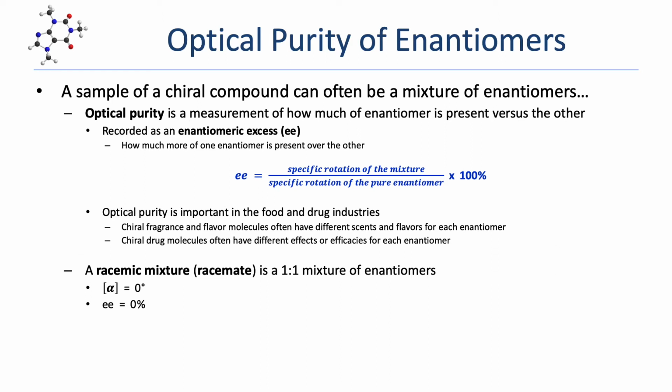Enantiomeric excess is calculated by determining the specific rotation of a mixture that you're analyzing and then dividing that by the specific rotation of a pure enantiomer and then multiplying that times 100%. So let's demonstrate this with a couple of simple cases.